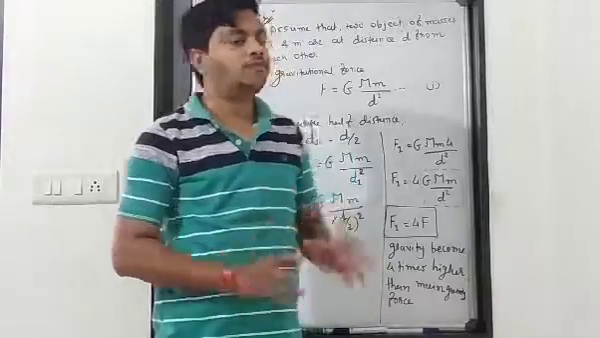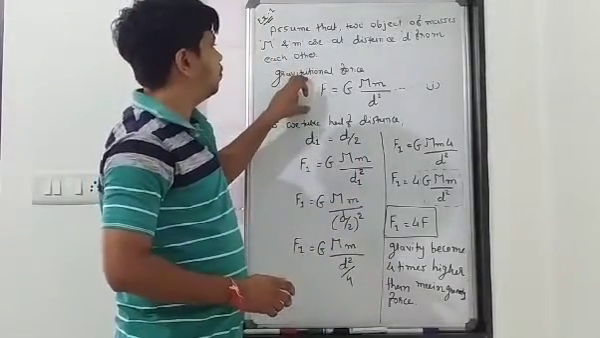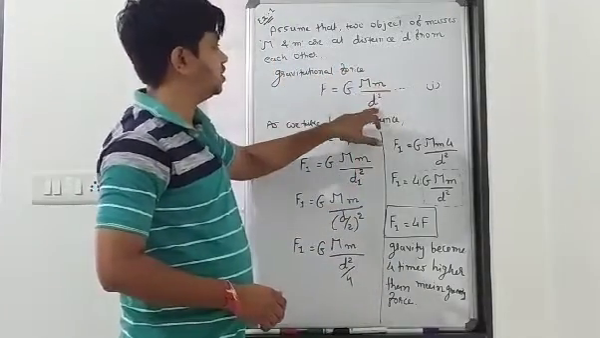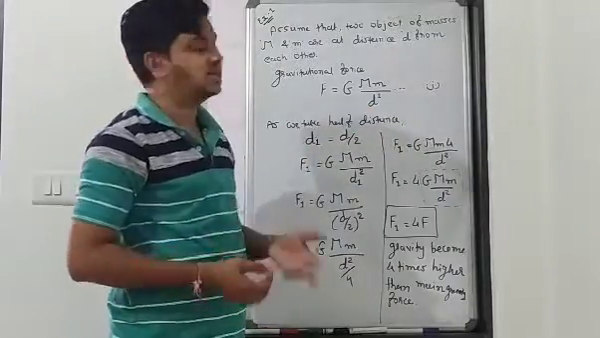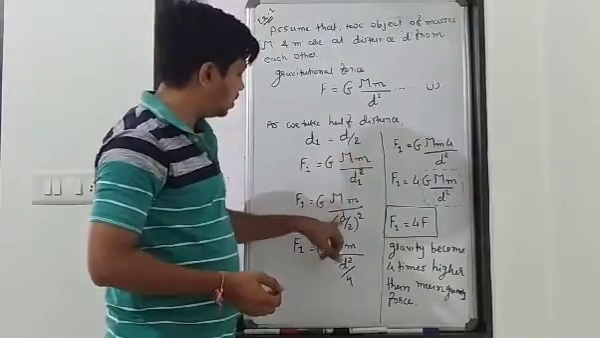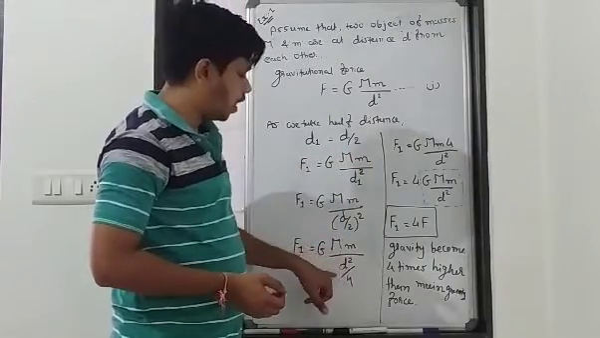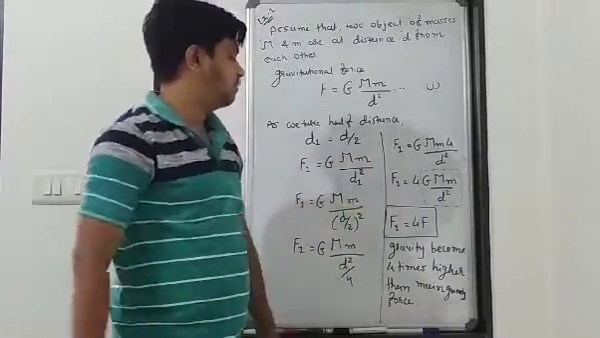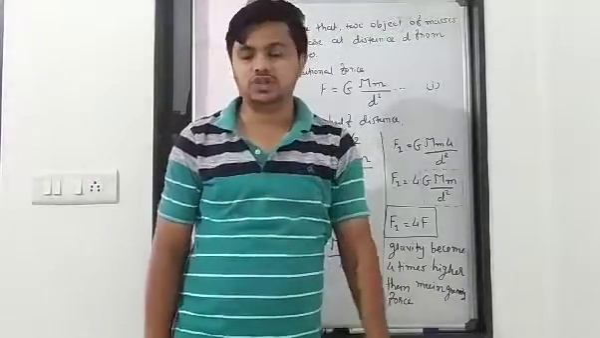It is simple, right? You just have to put the equation. Then, what is the change? One term is changed. The changed term is the distance, which I am taking as d1, and which becomes half. So I put the value of it, then I just have to solve it, and you get the answer, which is F1 is equal to 4F.